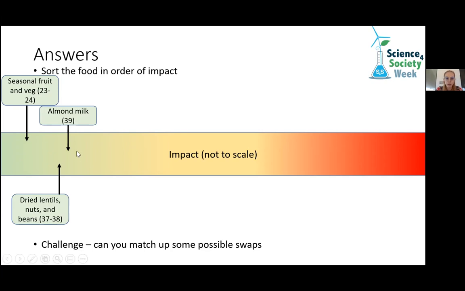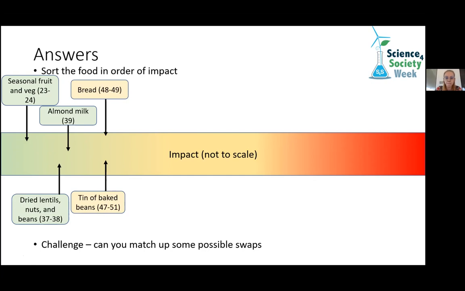So then we've got our almond milk. This is milk made from nuts. Comes out at 39, still really low impact on our scale. And then we've got a tin of baked beans. Now here we had our dried beans, and then a little bit further up, we've got our tin of baked beans. So when we package and transport baked beans, they've been more processed than our dried food, and they have added liquid, so they're heavier to transport. So a few things add up here to make the tinned beans higher impact than the dried beans.